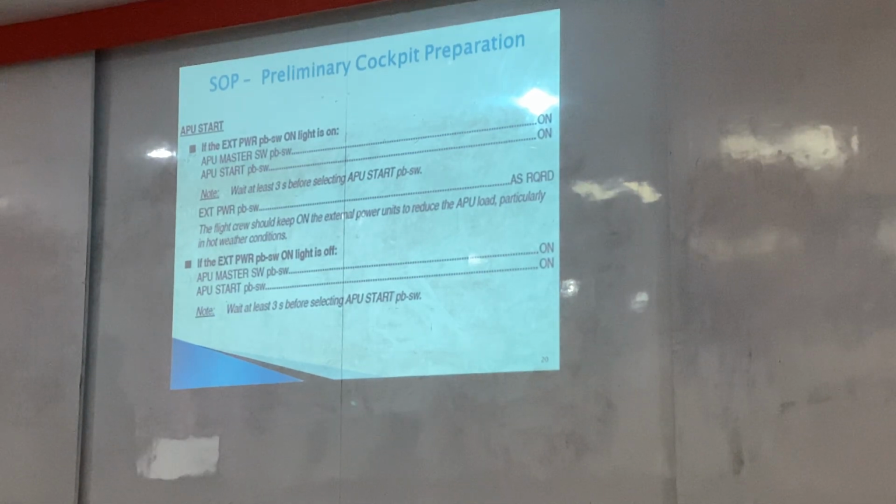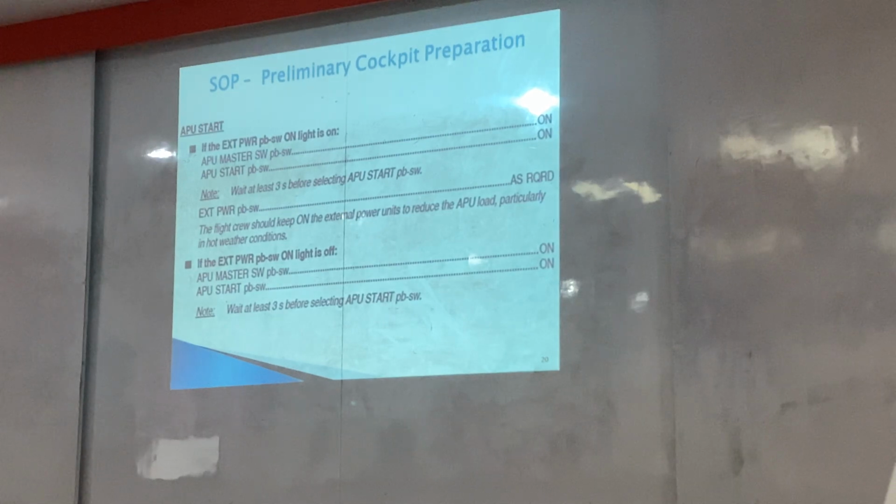If the external power push button switch is on and the light is off, the APU master push button switch is supposed to be on and the APU start push button switch on. Wait at least 3 seconds before selecting the APU start push button switch when the external power push button switch is on and the light is off.